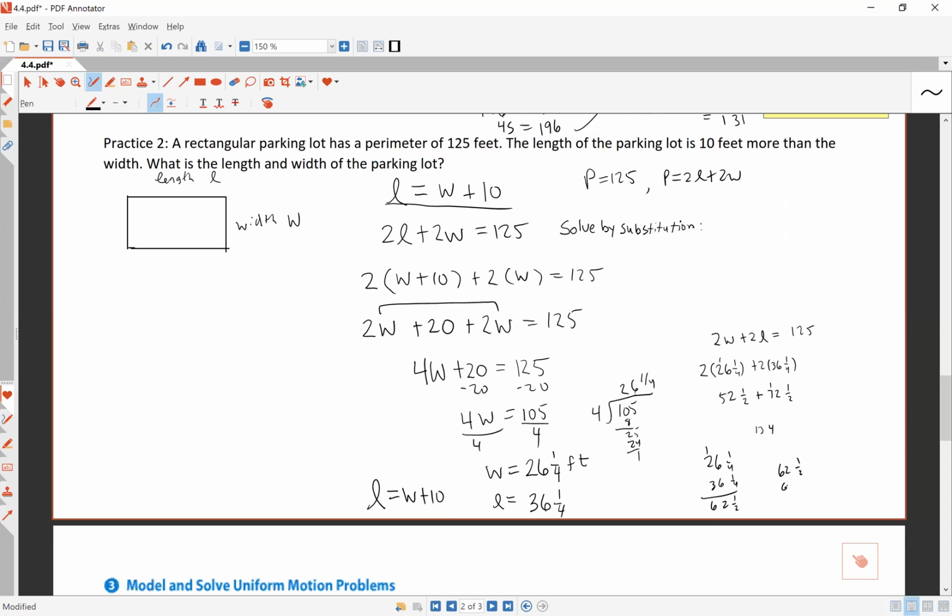62 1/2 plus 62 1/2 gives me 124 plus 1 is 125. Yeah, there's the mistake right there. 2 plus 2 is 4, 7 plus 5 is 12, 124, 1/2 and 1/2 is a whole, and 125. Okay, so yes, those fractions get you every time, but it all works out in the end. So the width is 26 1/4, the length is 36 1/4, both measured in feet.